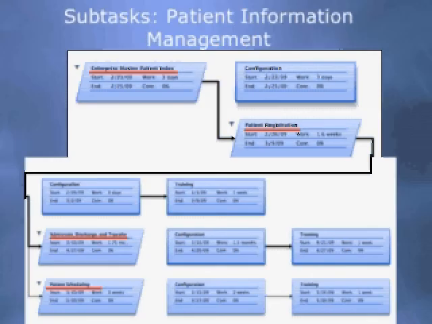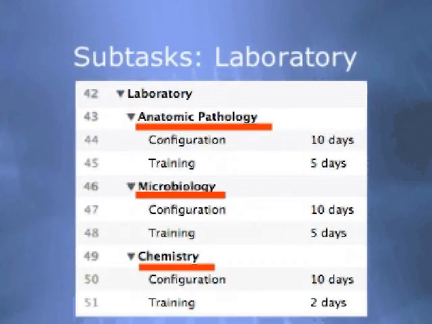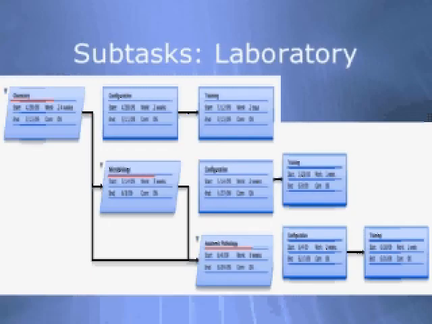Here is a flowchart of the subtasks for patient information management. The subtasks again are underlined in red, and anything not underlined represents a subsequent task. Here's a list of subtasks for laboratory. Here is a flowchart of subtasks for laboratory.